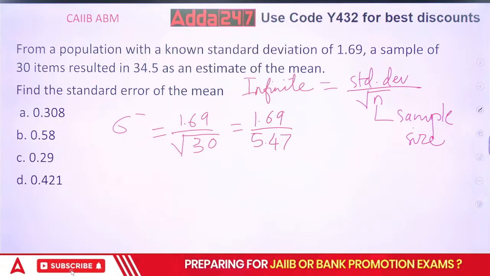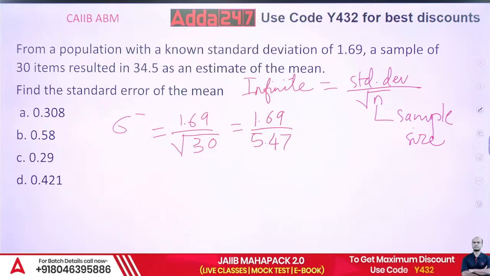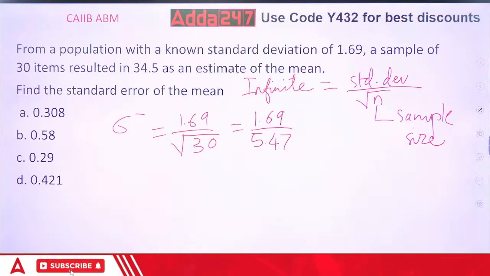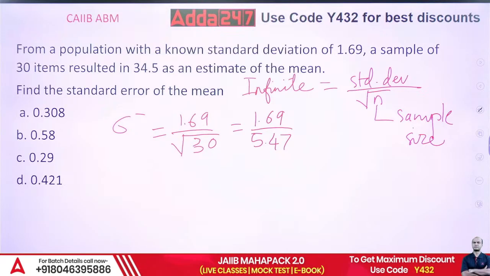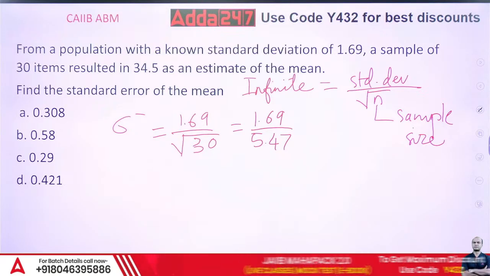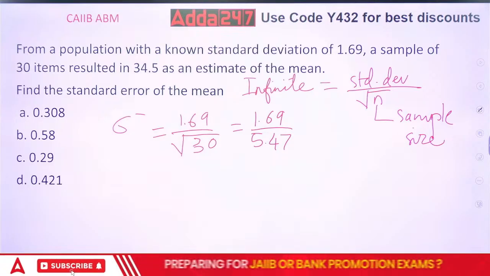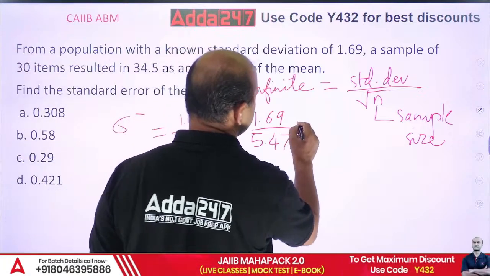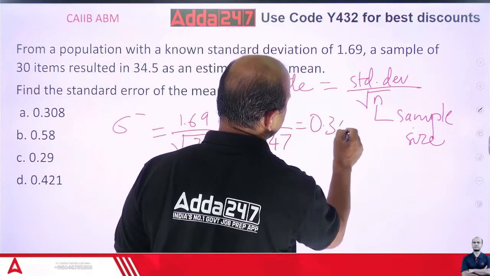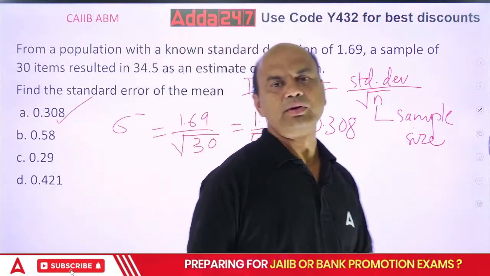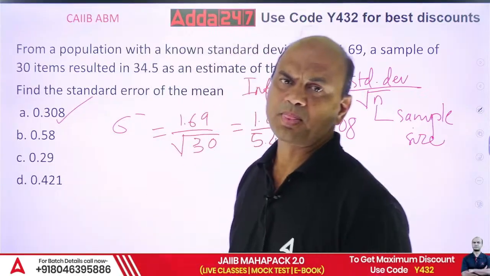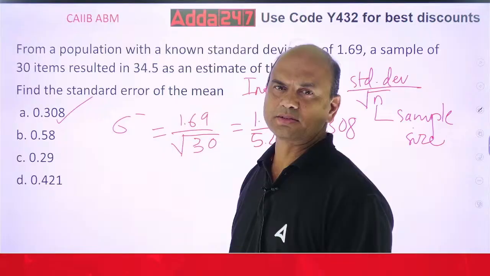1.69, get it? 1.69 divided by 5.47. What are you getting? 0.308. Got it, everyone? 0.308. So your answer is this. 0.308. A is the answer. Got it, everyone? A is the answer.